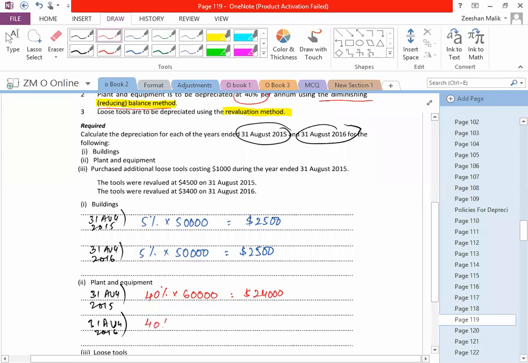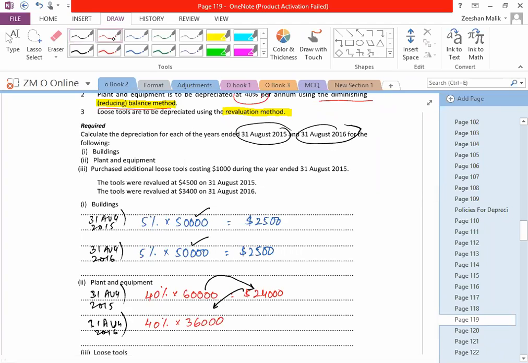Since it is the reducing balance method, you need to apply next year not on 60,000, but on 36,000. This is the reducing balance method. In the reducing balance method, the percentage is applied after subtracting. Under the straight line method, every year it is 50,000, every year 50,000. But in the reducing balance method, you need to subtract. Apply 40%, give me the answer, 14,400.